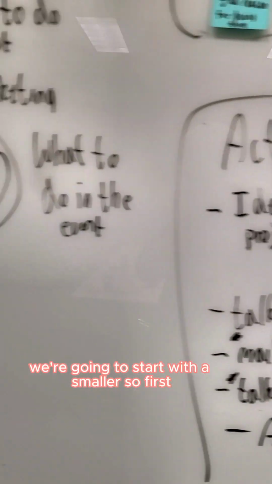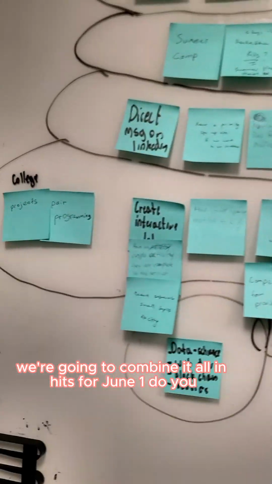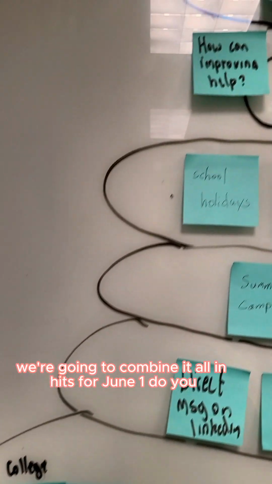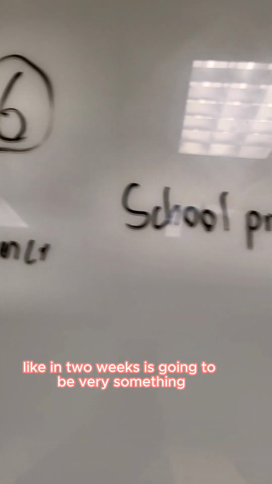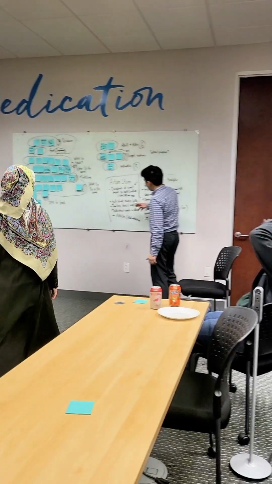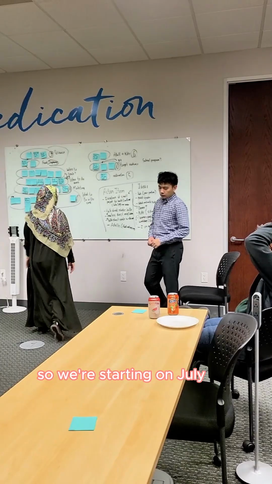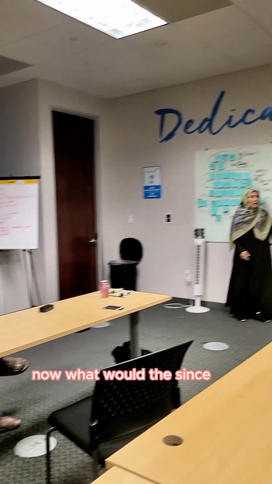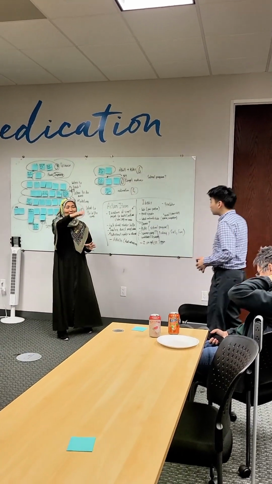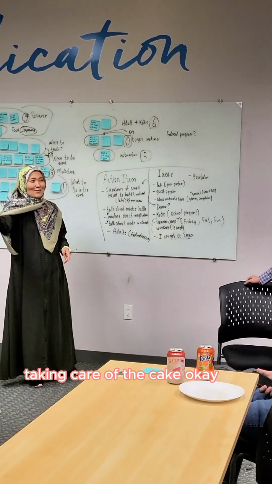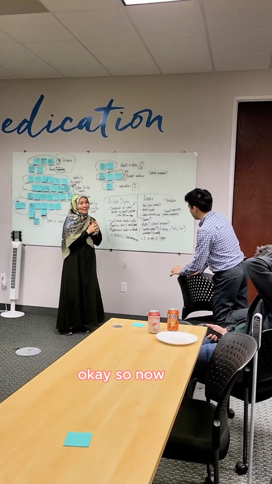So, action items. We're going to start with a small version. First, we're going to combine it all in kids for June. Do we want to start in June, which is after two weeks, or from July? Two weeks is going to be very busy, so we're starting in July. You're going to be the main person taking care of the kids.